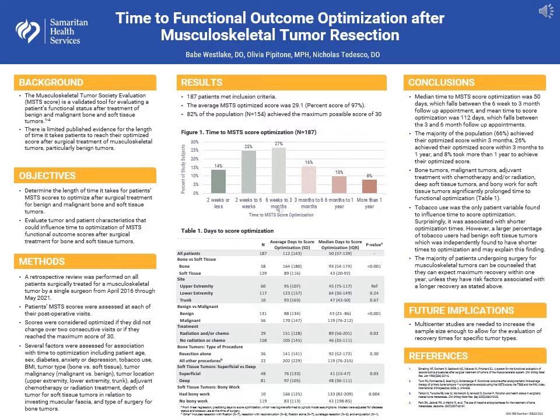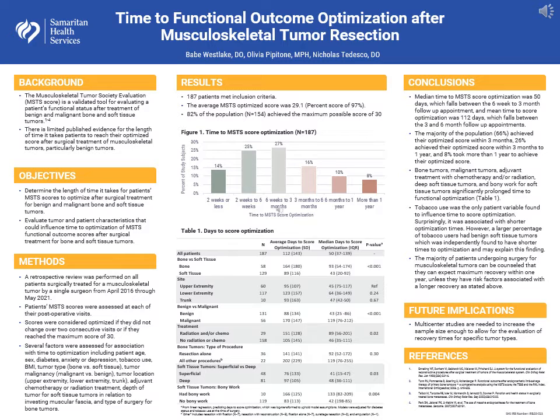Key results: 187 patients met inclusion criteria. The average MSTS score of our population was 29.1. 82% of the population reached the maximum score of 30. Looking at Figure 1, you can see the majority of the population reached their optimized score in 3 months or less. Looking at Table 1, you can see there are several factors associated with a prolonged time to recovery, including patients that had a bone tumor, patients that had malignant tumors, patients that underwent adjuvant treatment with chemo or radiation, and patients that had a soft tissue tumor that required bony work as part of the surgery.